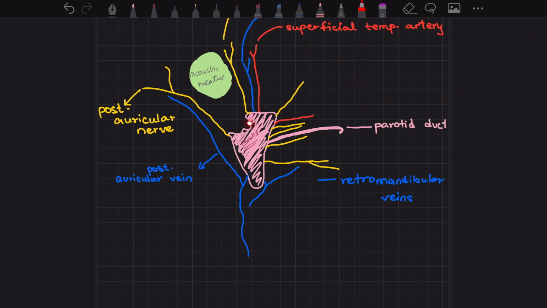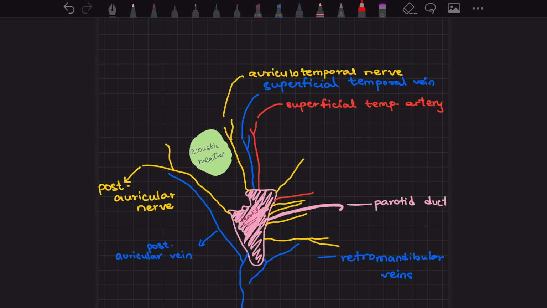First of all, above the parotid gland we have the acoustic meatus. Just medial to the acoustic meatus we have a nerve. What do we call it? We call it the auriculotemporal nerve. We have the temporal bone here. The acoustic meatus is related to the auricle, and the auricle is related to the ear. So what do we name this nerve? We name it the auriculotemporal nerve because it supplies both the inside of the acoustic meatus and the temporal region.